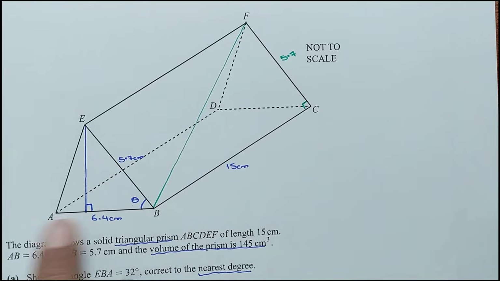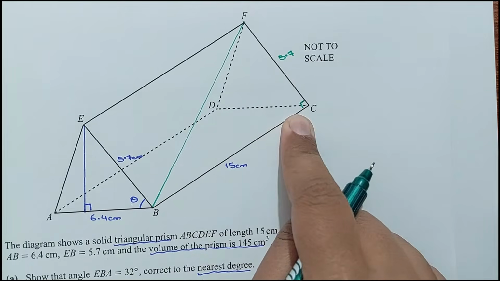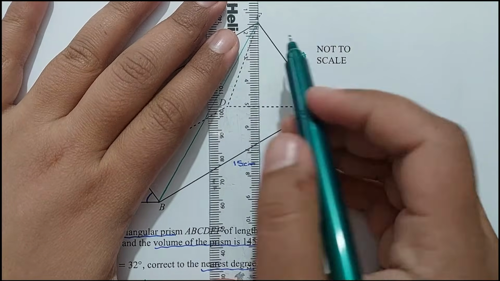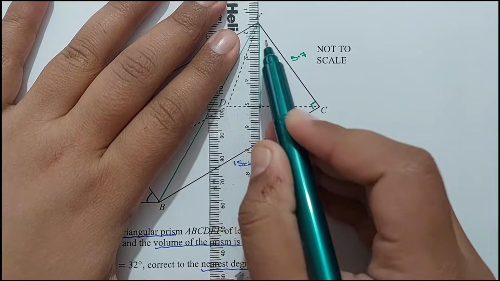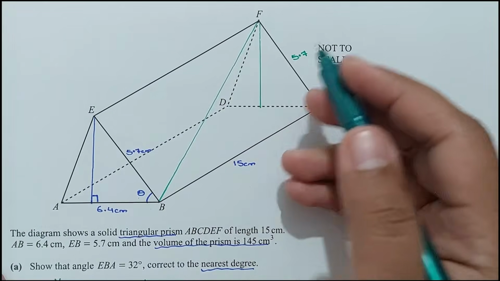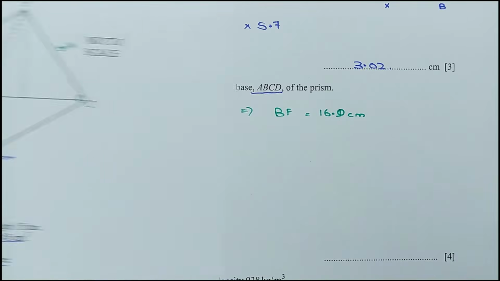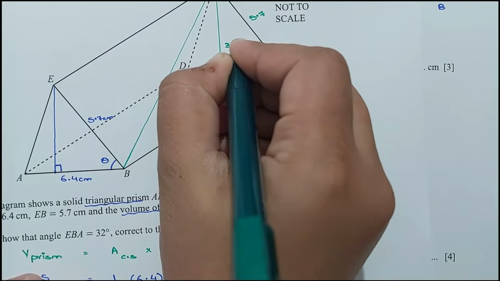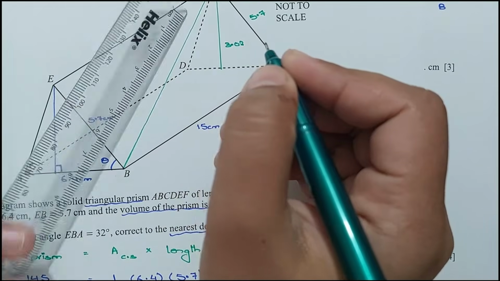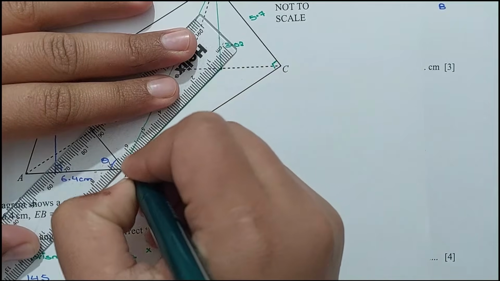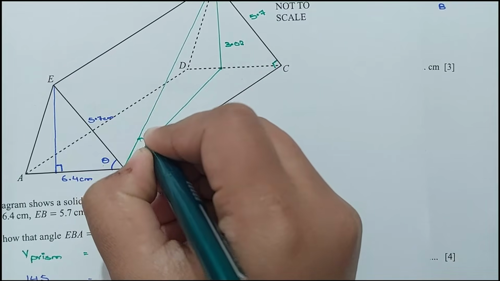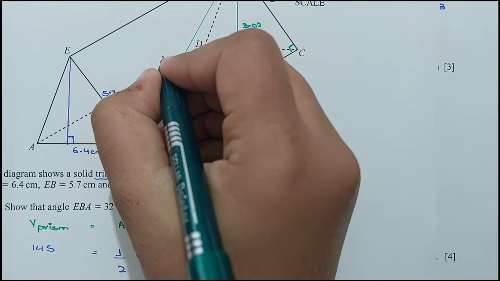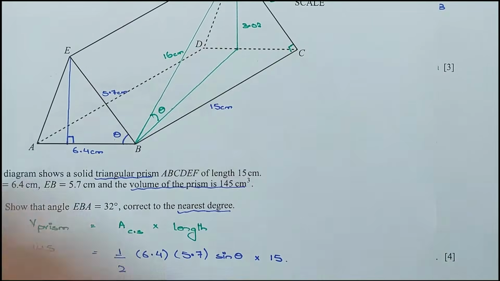Now we have to find the angle BF makes with the base. This would be the base A, B, C, and D, right? This base, okay? So if I can draw the perpendicular line from here, and this should be the same, the perpendicular distance we did, which is 3.02. This is 3.02, the perpendicular distance, and connecting it with B. So this should be the angle we have to calculate, theta. BF we got is 16 centimeter. This is 16 centimeter, right?